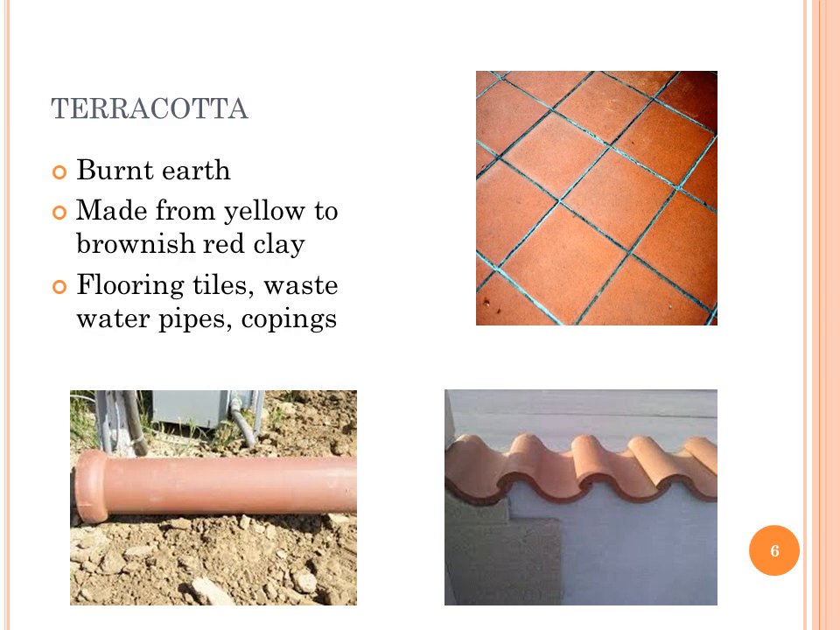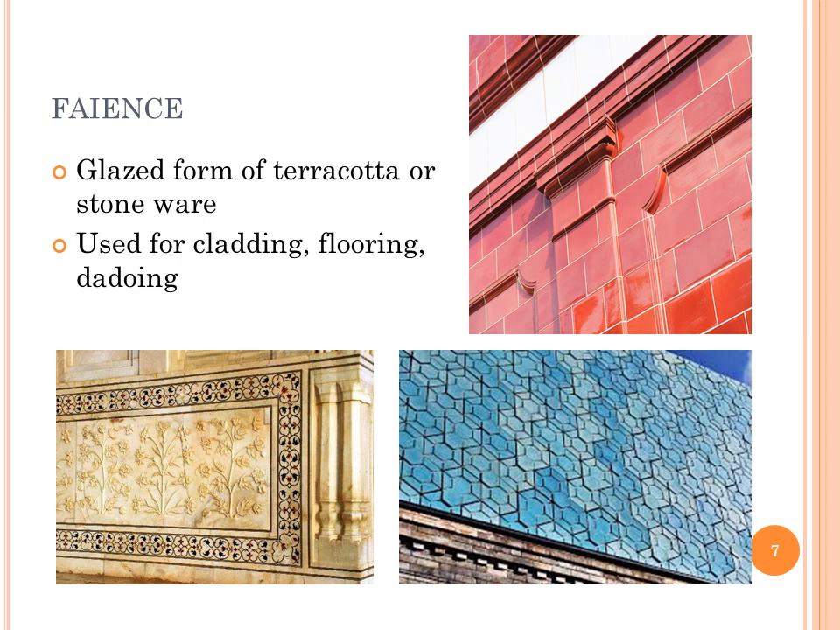Next is terracotta. They are burnt earth. They are made from yellow to brownish red clay. Floor tiles, waste pipes, and copings are made of terracotta. Faience. They are a glazed form of terracotta or stoneware. They are used for cladding, flooring, and dadoing.